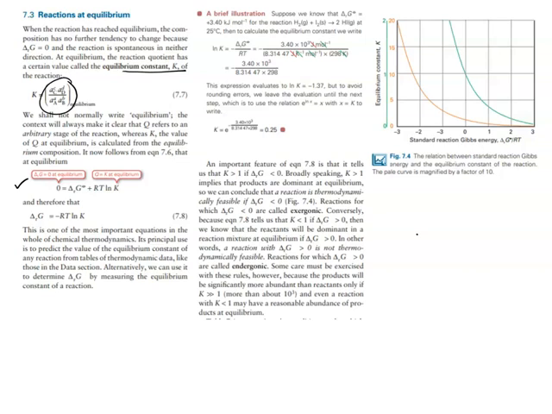And therefore, we can rearrange to an equation that you've potentially seen in 100-level chemistry, where delta G reaction equals negative RT natural log K. This is one of the most important equations in the entirety of chemistry. Its principal use is to predict the value of the equilibrium constant of any reaction from tables of thermodynamic data like those in the data section. Alternatively, we can use it to determine delta G by measuring equilibrium constants of a reaction over a range of temperatures. So, very important.